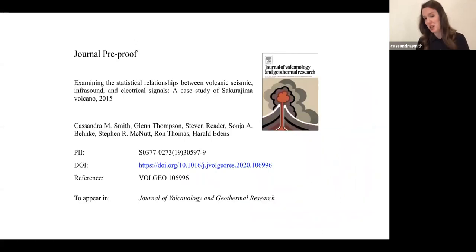Going to do some shameless self-promotion here. If you're interested in that model, that paper was recently accepted at JVGR. It's in pre-proof form right now. You can go read it, or it should be in production form in the next week or two. So, shameless self-promotion there. I'm pretty proud of this paper.